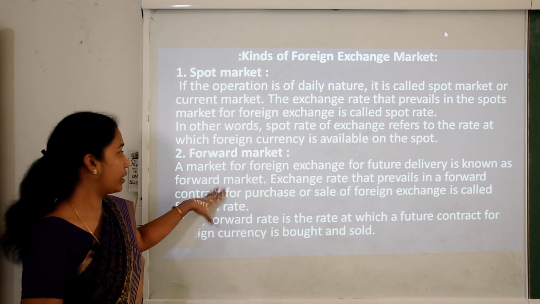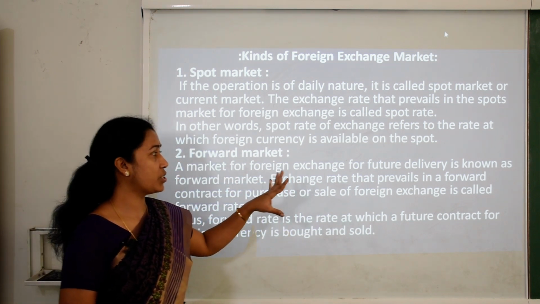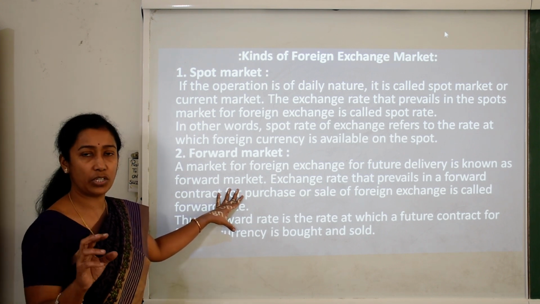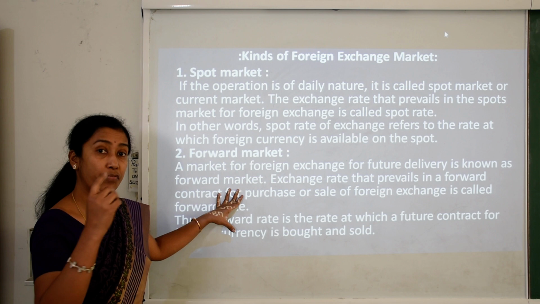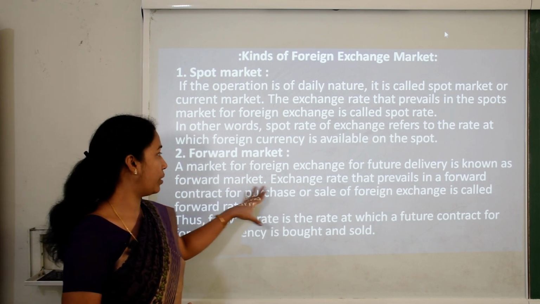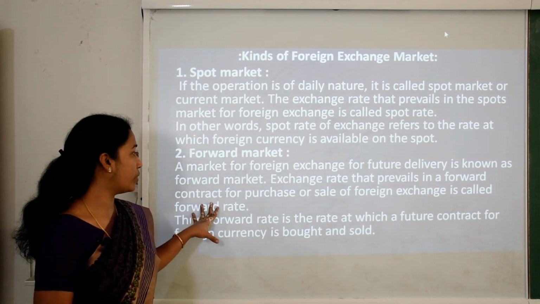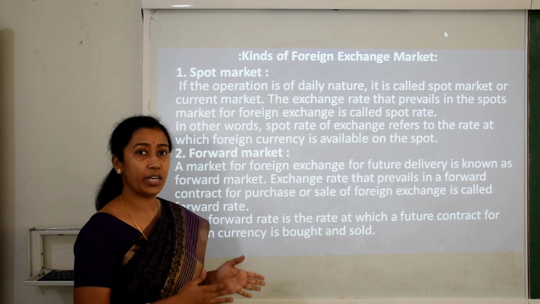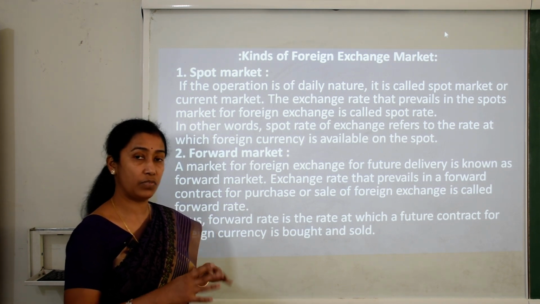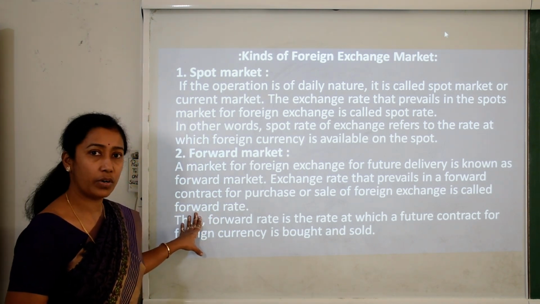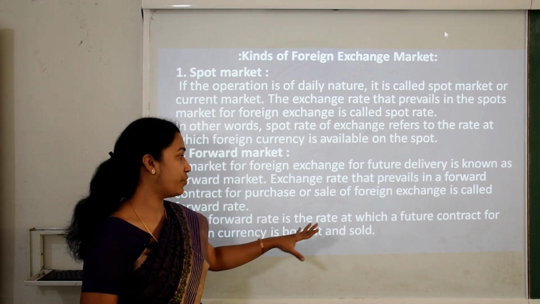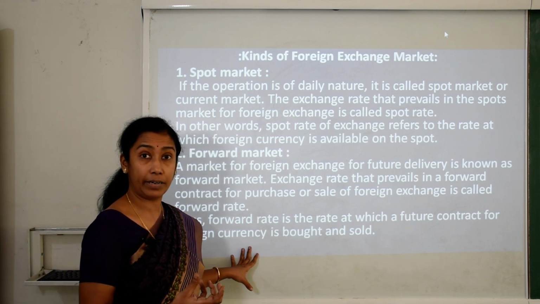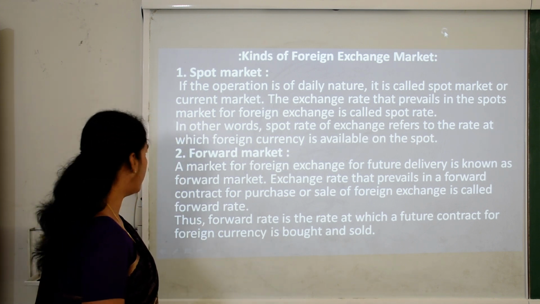Second is the forward market. In this, foreign exchange for future delivery is known as the forward market. That means whatever exchange rate will prevail in the near future can be called the forward market. The exchange rate that prevails in a forward contract between exporter and importer for purchase or sale of foreign goods or services is decided here. The rate at which a future contract for foreign currency is bought and sold is called the forward rate.